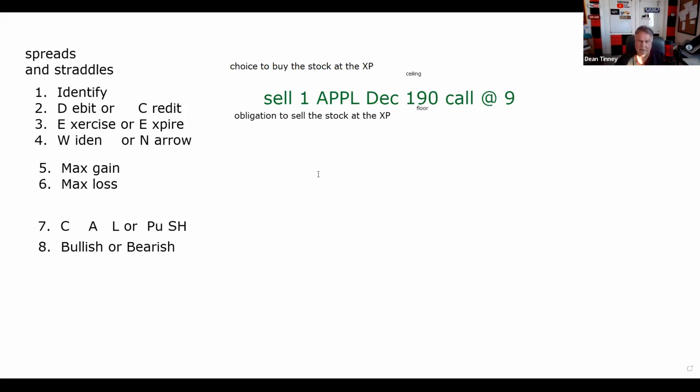So I'm going to take part of my money, again, not testable. I'll tell you when it gets testable. What's testable is those 8 things that I'm going to be working on here in just a sec. But I'm going to take some of my money and buy 1 Apple December 200 call at 2.